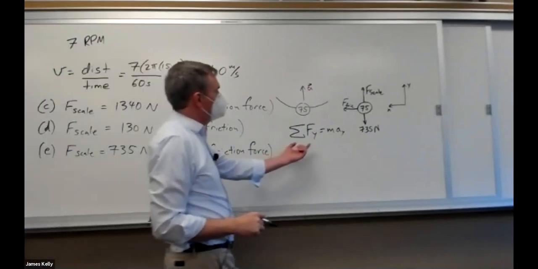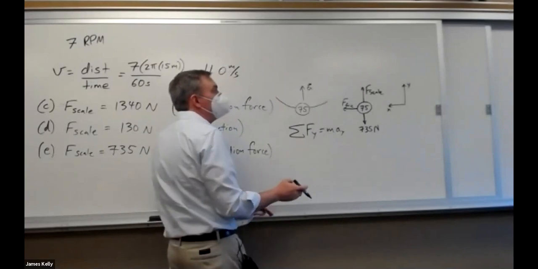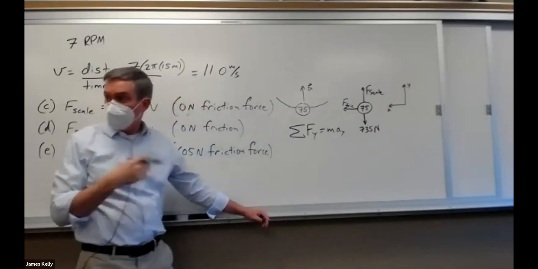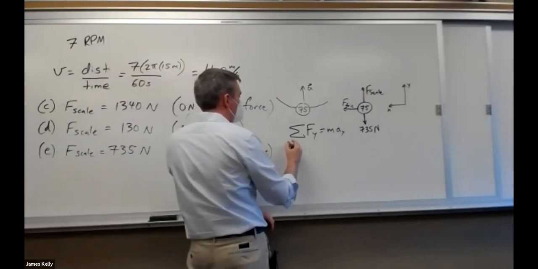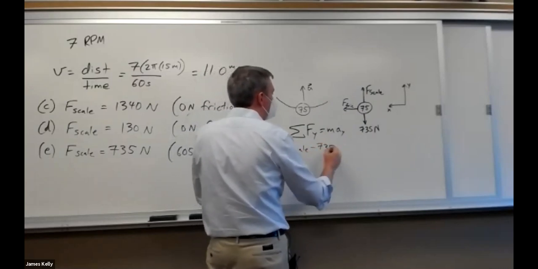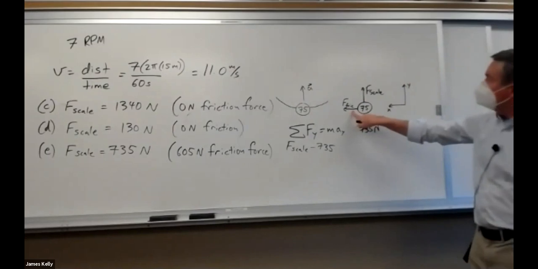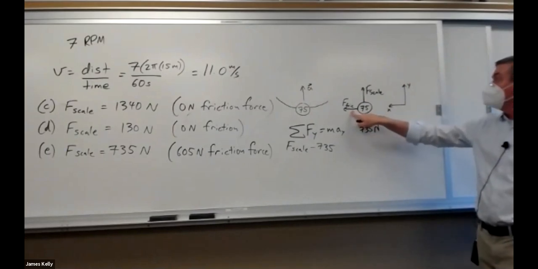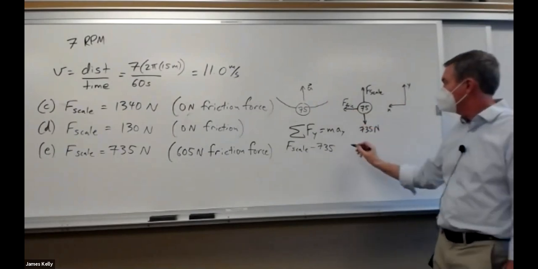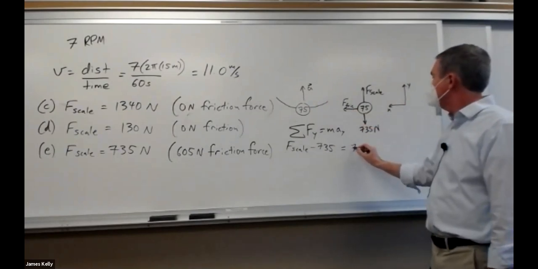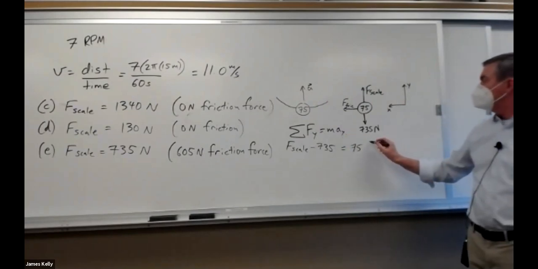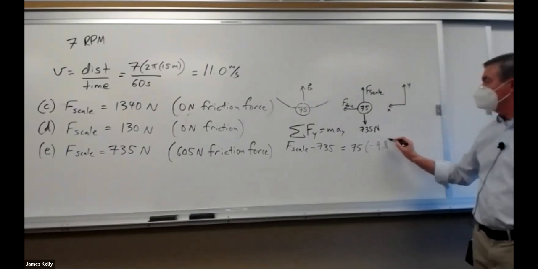And I've got to think carefully about the signs of these. Everybody okay that F scale comes in with a plus sign for y components and the weight comes in with a minus sign? F scale minus 735. And this one has 0 y component. We're only talking about y components here. That's equal to the mass in the free body diagram times ay, and ay is minus 9.8, right?